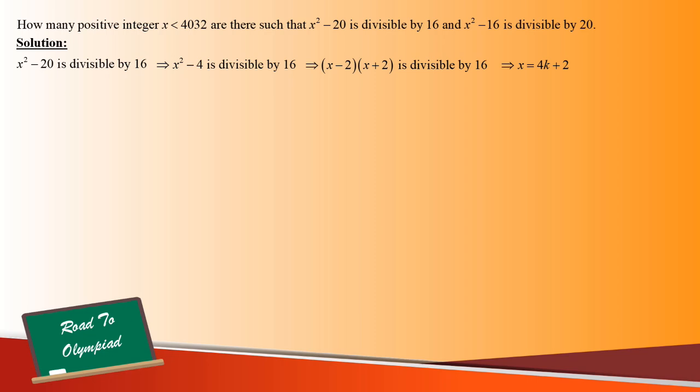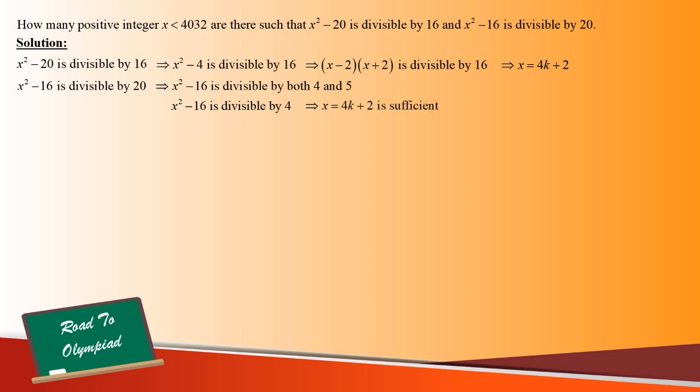For x squared minus 16 to be divisible by 20, we need it to be divisible by both 4 and 5. So, we have another two conditions to check on. In order to make x squared minus 16 divisible by 4, the result we obtained just now, which is x equal to 4k plus 2, is sufficient. So, we only need to consider the case where x squared minus 16 is divisible by 5.